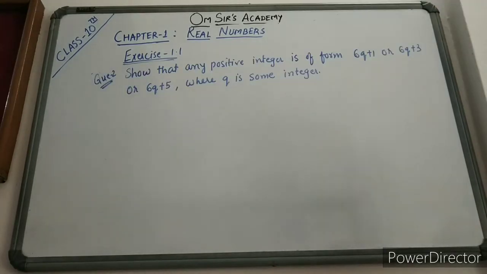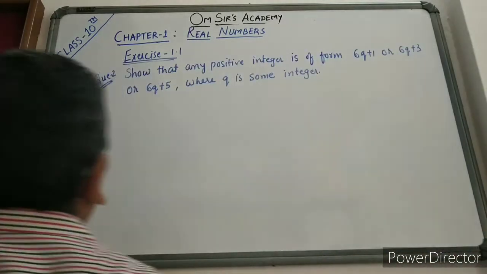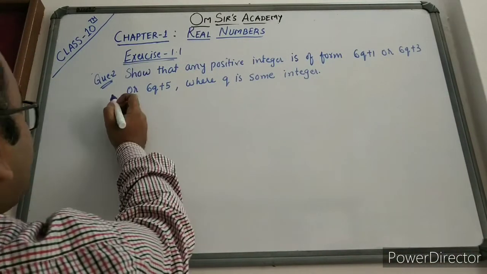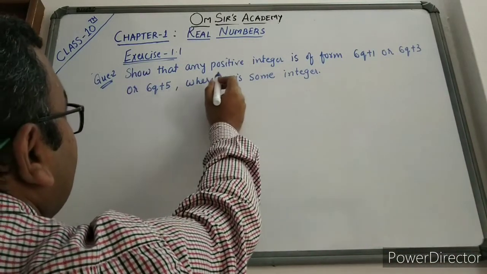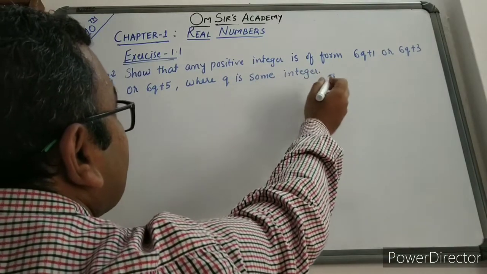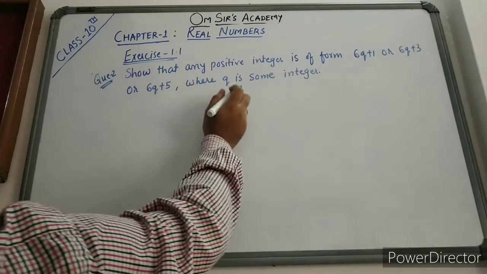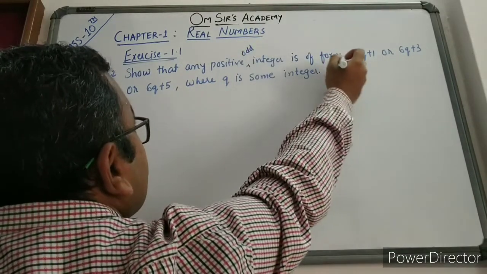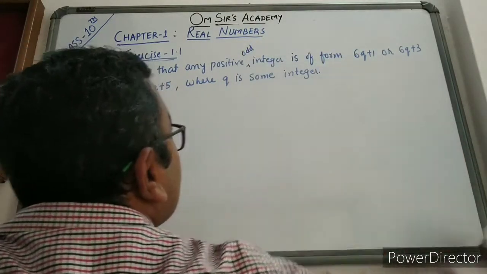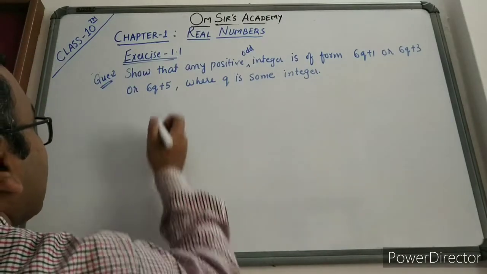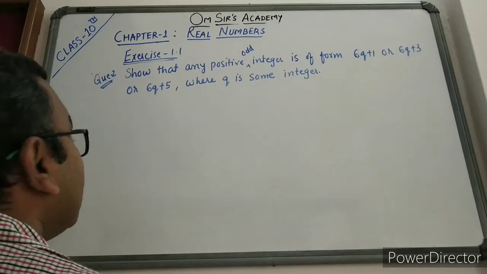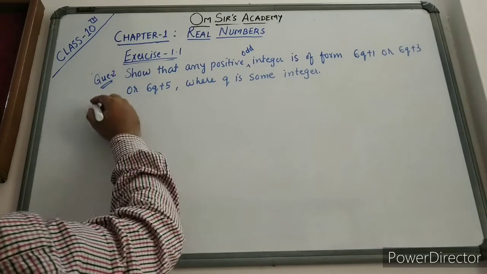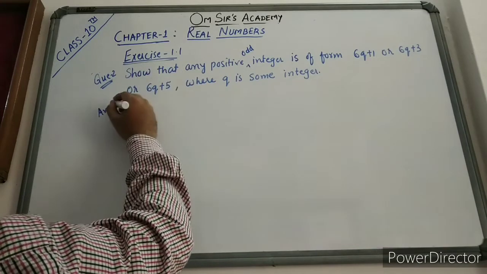So friends, let us start with the second sum. The second sum says: show that any positive odd integer is in the form of 6q plus 1, 6q plus 3 or 6q plus 5, where q is some integer. This type of sum we have already done in the illustrations.